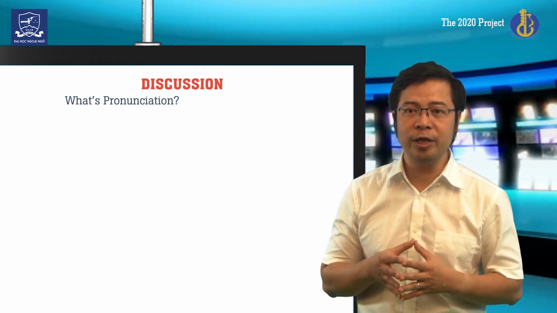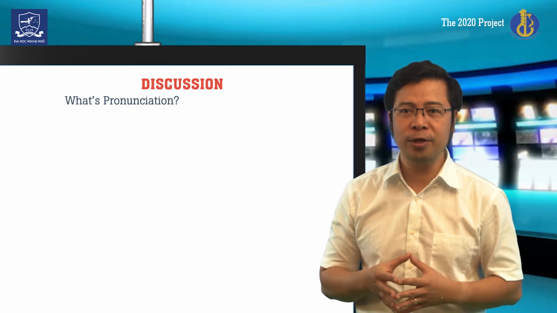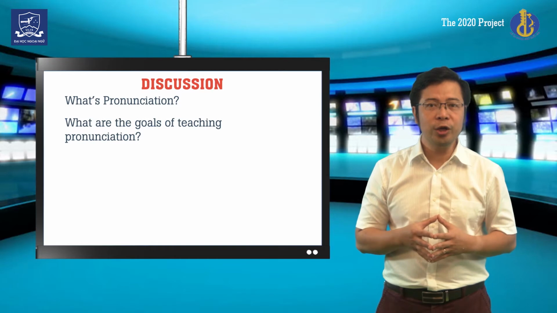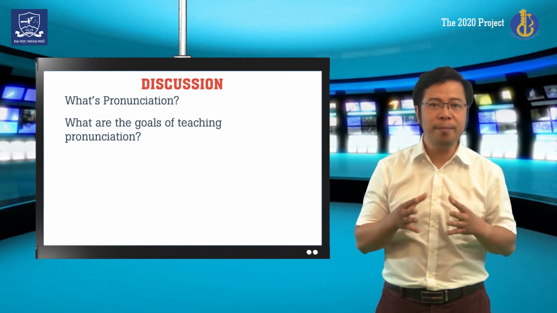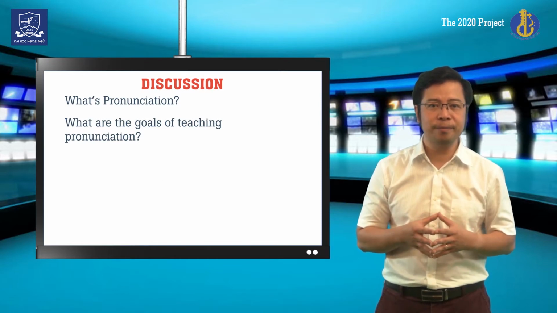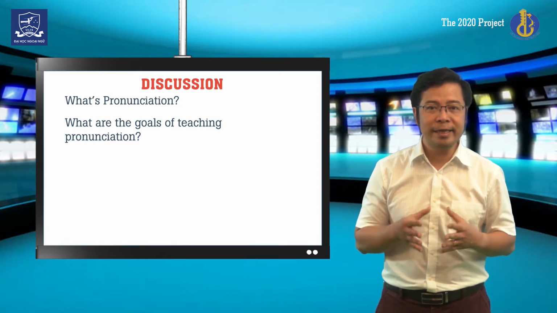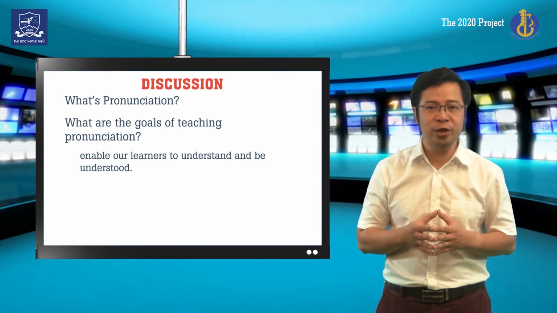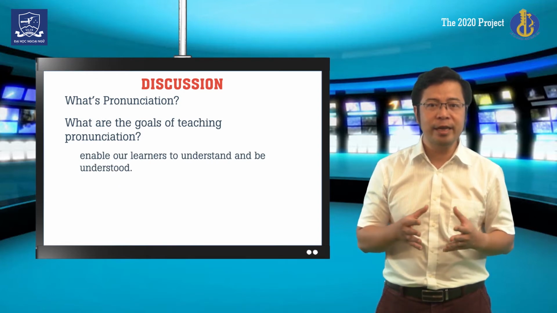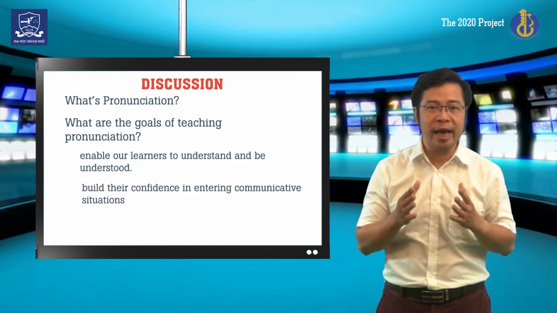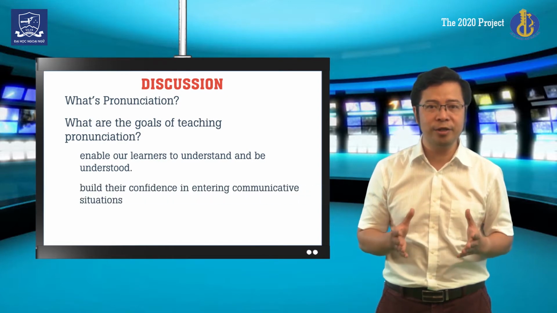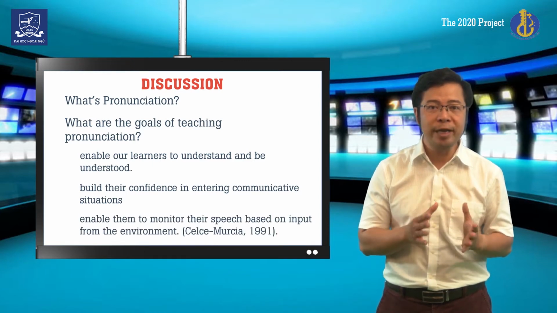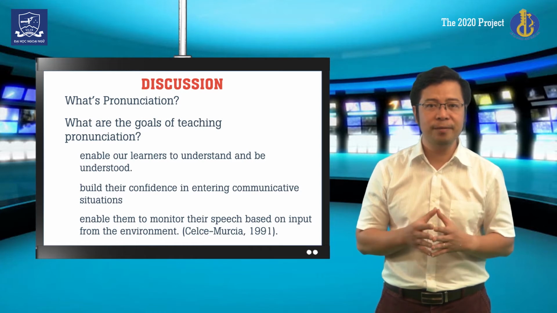The next important question is, what are the goals of teaching pronunciation? Actually, according to Mercier, there are three main goals of teaching pronunciation. Firstly, teaching pronunciation enables our learners to understand and be understood. Additionally, it builds their confidence in entering communicative situations. And finally, it enables them to monitor their speech based on input from the environment.